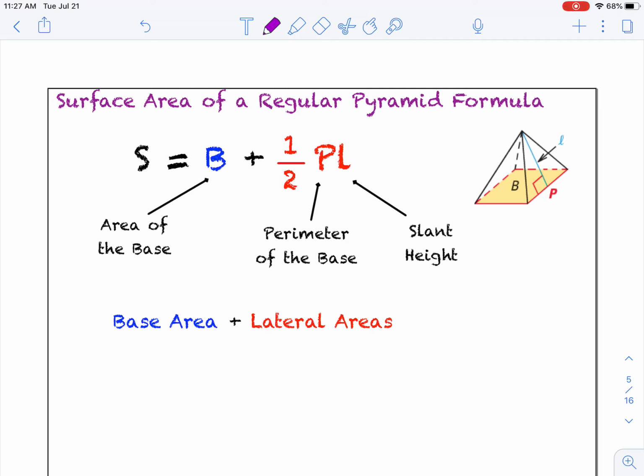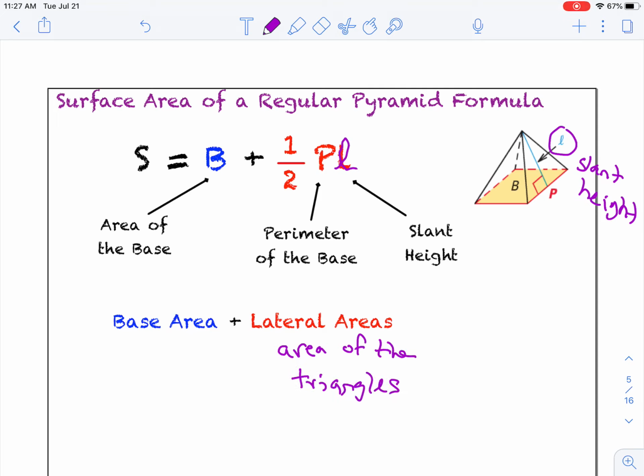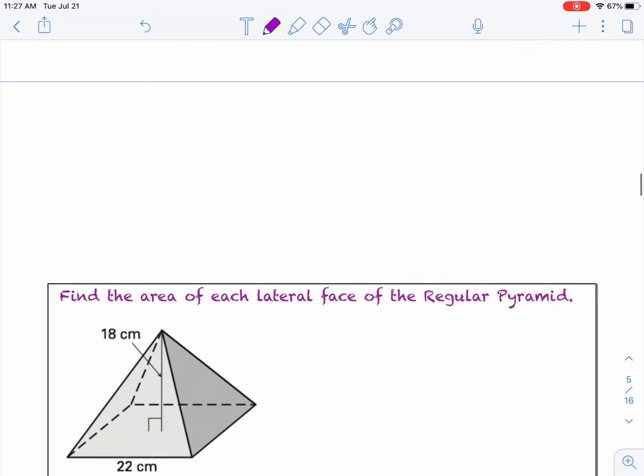And again, this slant height usually is a scripted L. You can see it over here. That is the slant height, and that is the height of any one of those congruent isosceles triangles. And the lateral area is the area of all of the triangles. And then you have to insert whatever base you have, the formula for that base.